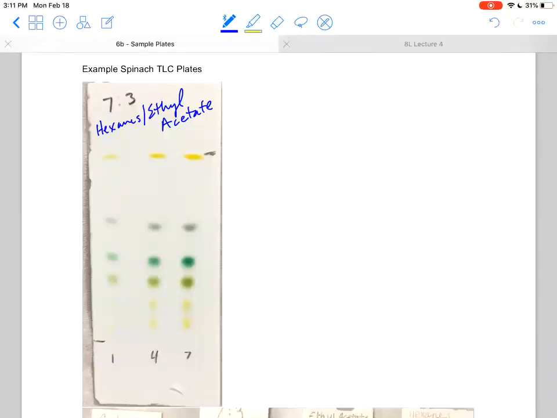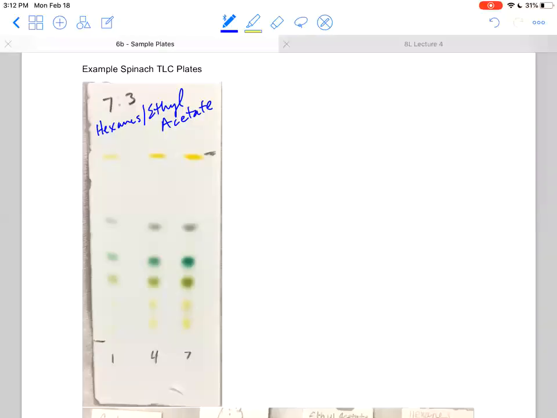I'm here today to help you out with identifying and otherwise analyzing your spinach pigments. So here's an example of what your TLC plate may have looked like. This is the example where three different lanes were spotted. This was the 7-3 plate.